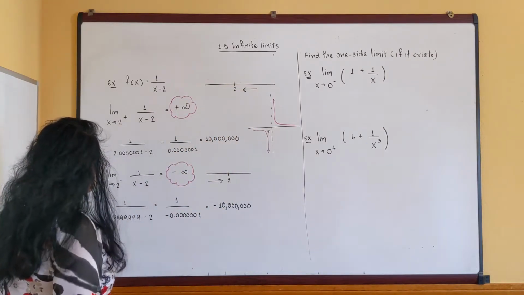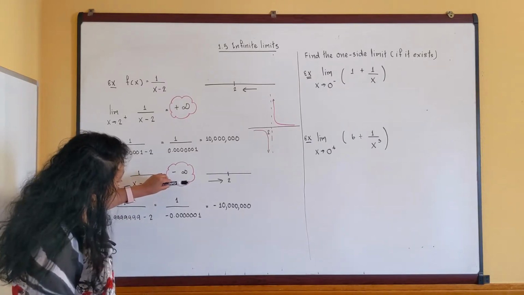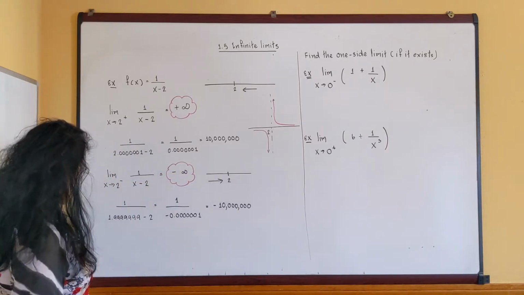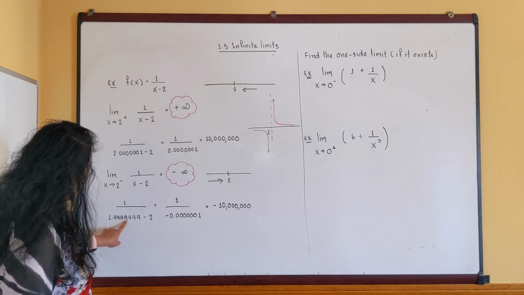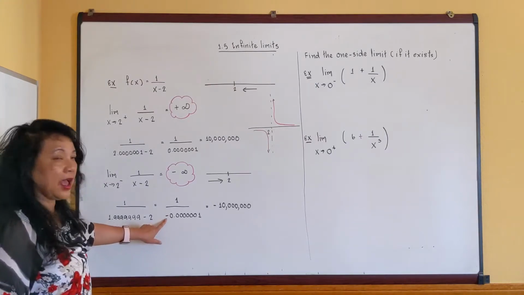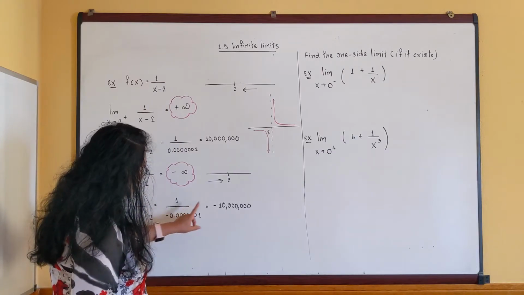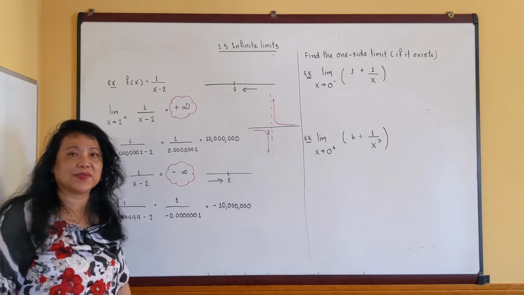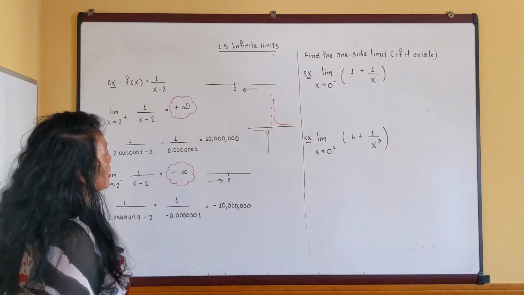Now let's say the limit as x approaches 2 from the left. From the left is coming from here. So I pick some number very close to 2 as well, 1.9999 and so on. Minus 2, so because 2 is bigger, you're going to have a minus here. And then when you do the division, you're going to have a minus big number, which is negative infinity. Now let's look at the next example.